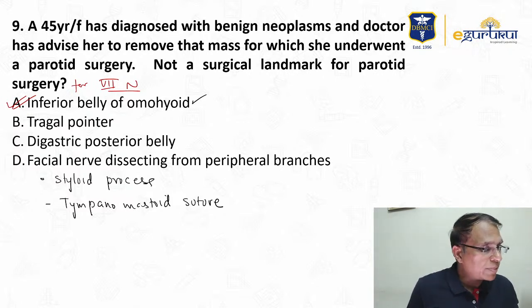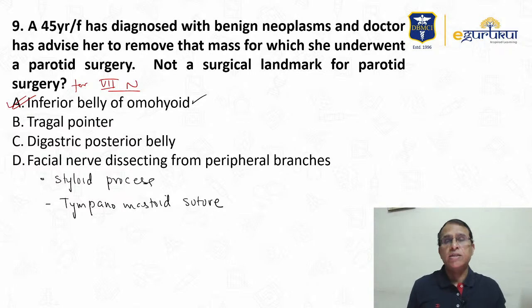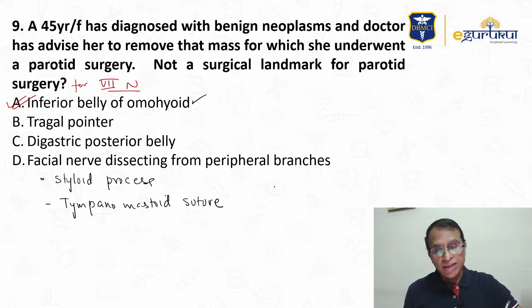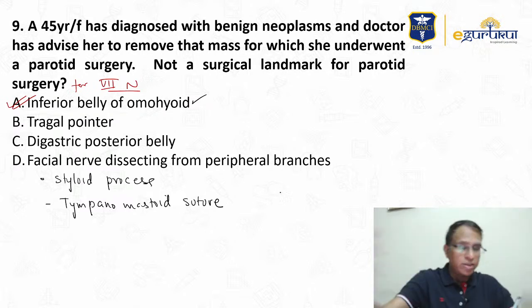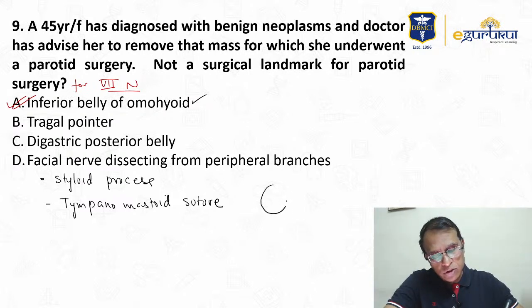So can you please explain, why is it the tragal pointer? Is it the same as the tragus of the ear? Yes, it is the same. If you look at the tragus of the ear from the side view, on cut section, if you cut the ear like this, the tragus is not round like this.